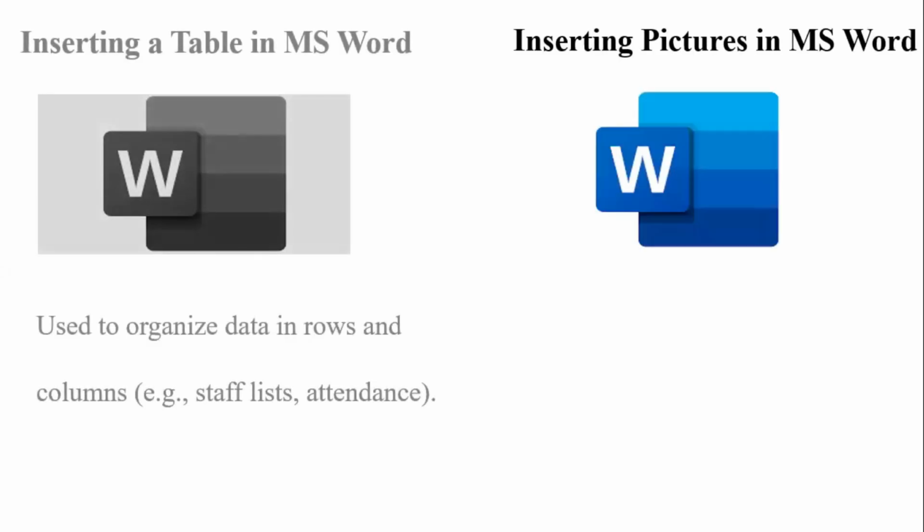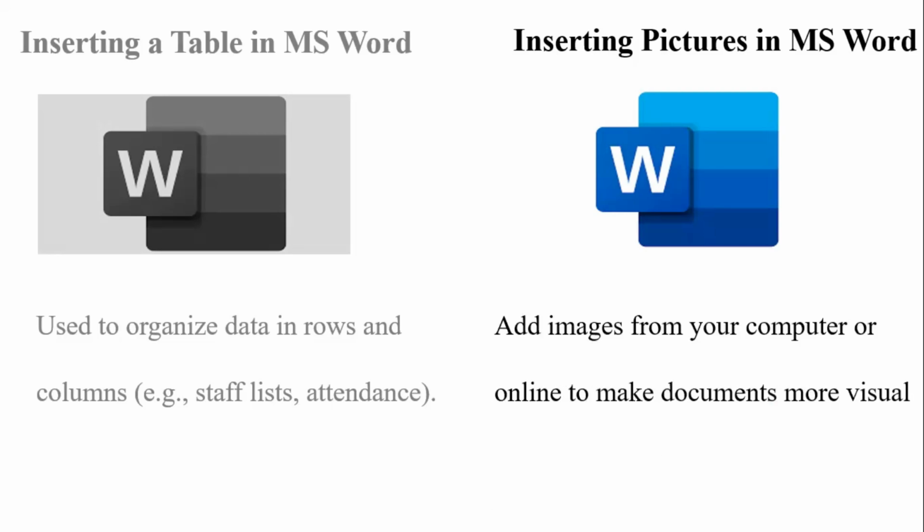We will show you how to insert pictures in Microsoft Word. You will see some documents have pictures attached to them, so we'll also show you how to attach pictures to your MS Word. Normally this means adding an image from your computer or online to make the document more visual. Either you pick the pictures from a specific location on your computer where you have saved the picture, or you can pick them online.